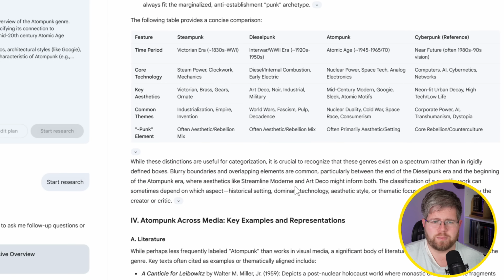And it even puts it into a table to really understand the differences between these different genres, which I thought was actually a genuinely useful thing. It's not something I asked for because I just kept it a very broad, like give me a broad overview, but it definitely delivered a whole bunch of things that I find genuinely useful here.